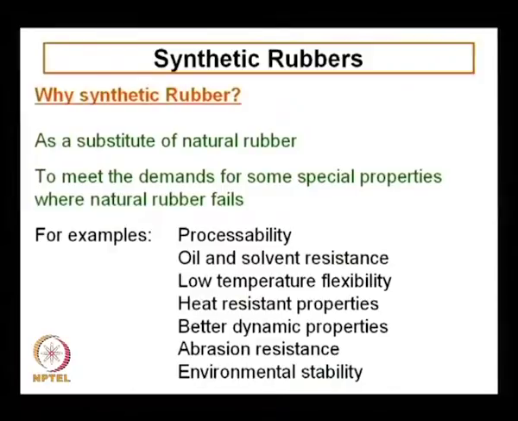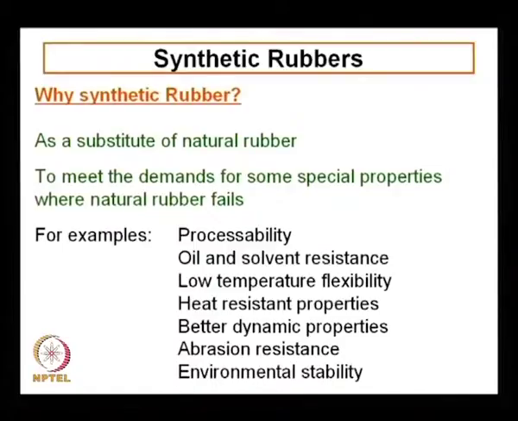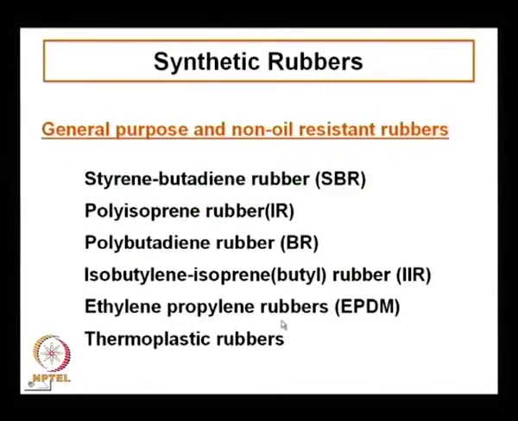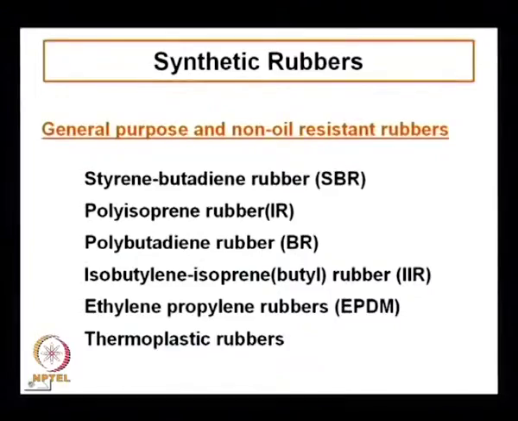So, this is one property, and there are certain applications for high temperature sealing in oil environment. So, the environment is high temperature as well as in contact with some petroleum oil, there you have to use special purpose rubbers like say silicone rubber or fluoroelastomers will be suitable there. Okay. So, this way we go for special purpose rubbers depending on the properties we need. Then general purpose and non oil resistant rubbers, these are the examples: styrene butadiene rubber, non oil resistant polyisoprene rubber IR, polybutadiene rubber BR, isobutylene isoprene butyl rubber, ethylene propylene rubber EPDM, thermoplastic rubbers. These are non oil resistant rubbers. That means you cannot make any product which has to perform in contact with oil, I mean petroleum based oil, not vegetable oil.